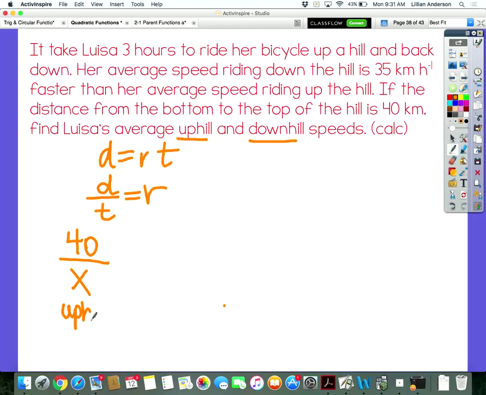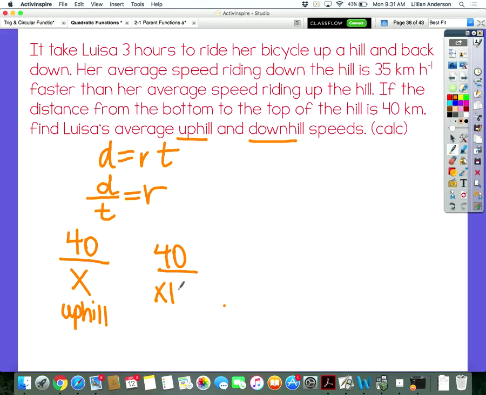Here represents uphill, her uphill rate. Now, when she goes downhill, how far is she going? What's that distance to go from the top of the hill to the bottom of the hill? It's still 40. It doesn't change. It's not like the hill automatically shrunk or anything like that. No, it's still 40. What's her time it took her to get back downhill?